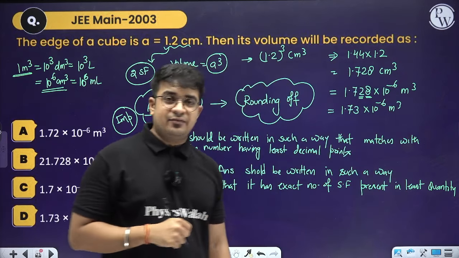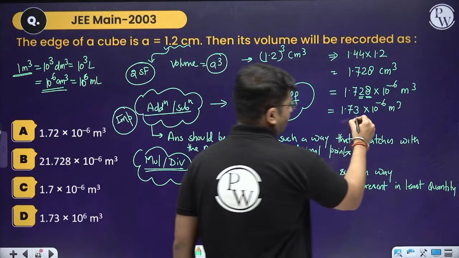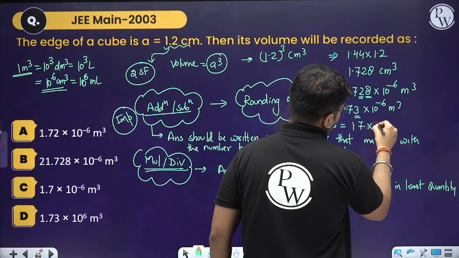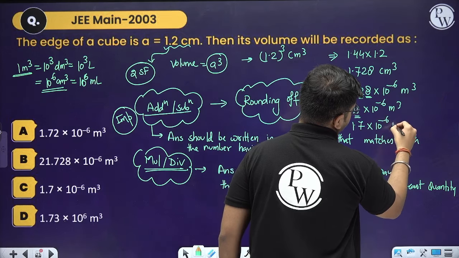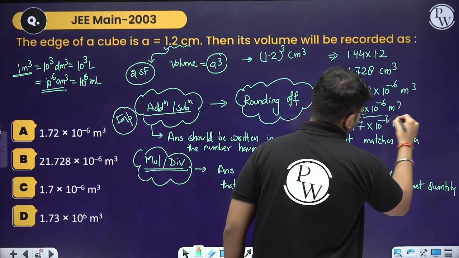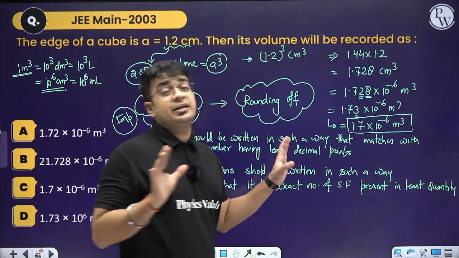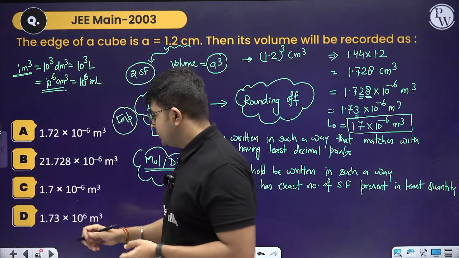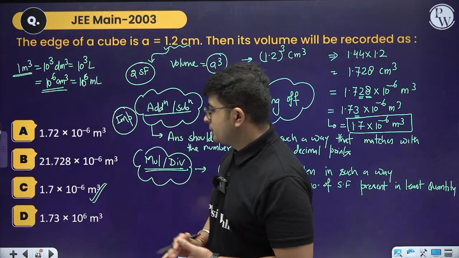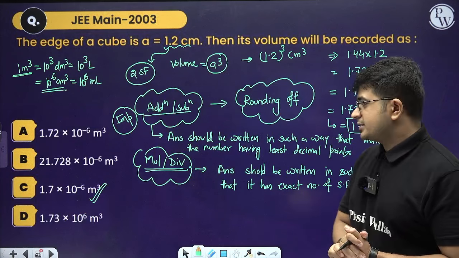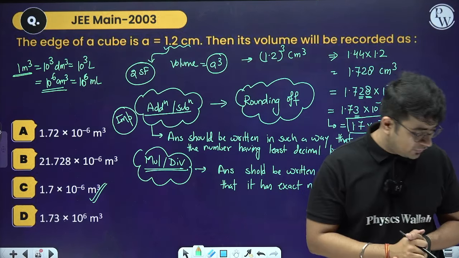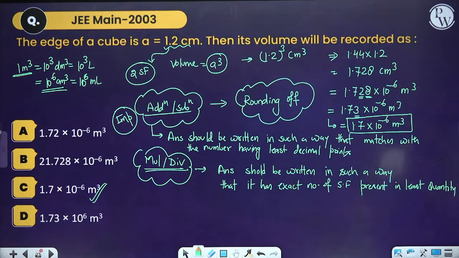Again, the answer is having 3 significant figures. This number is less than 5. So I can make it as 1.7 multiplied by 10 raised to the power minus 6 meter cube. That will be my final answer. Very interesting question. So the final answer in this case will be option number C, 1.7 multiplied by 10 raised to the power minus 6 meter cube. You can look at the entire part and just let me know if you have any confusion. Okay, definitely we will discuss some other questions.